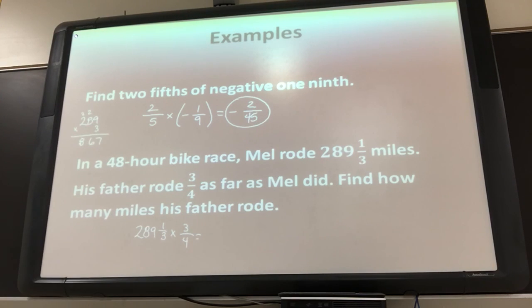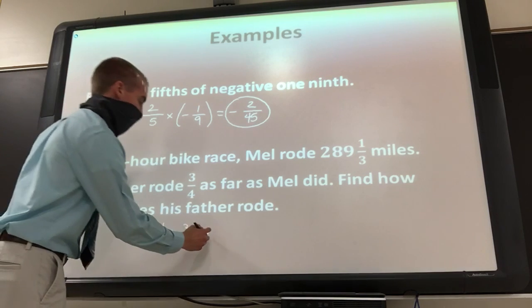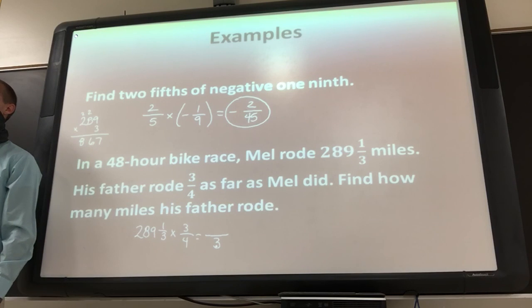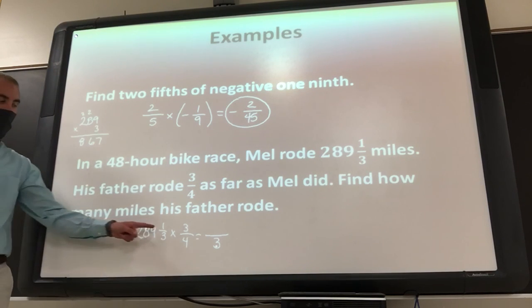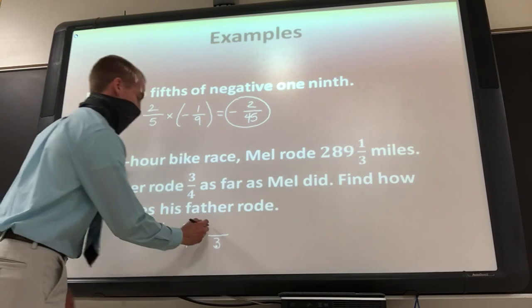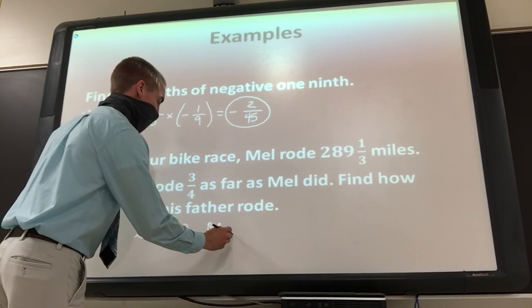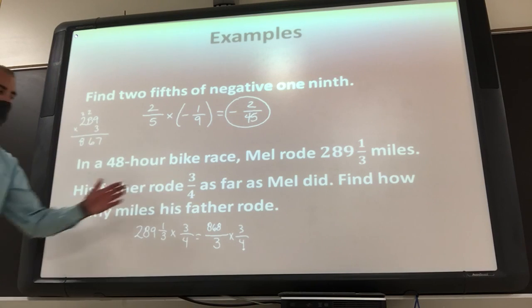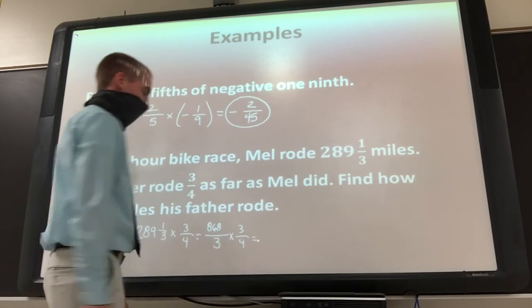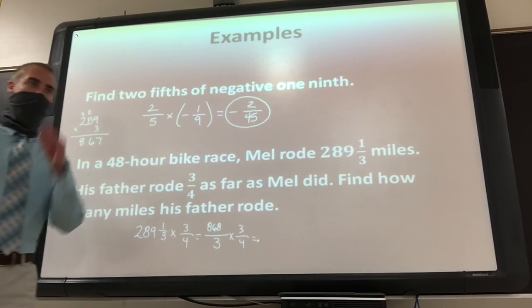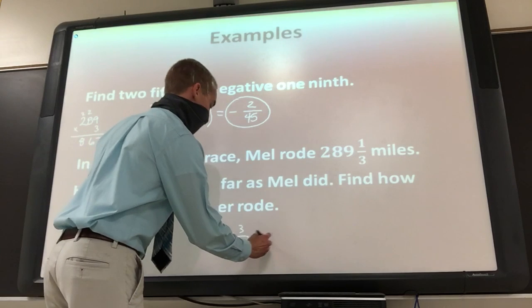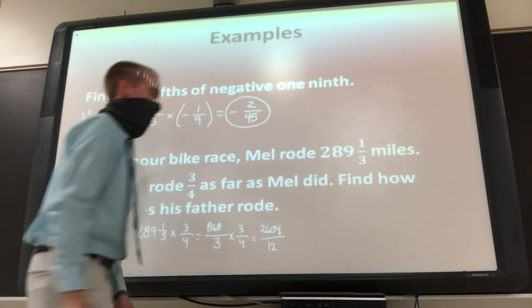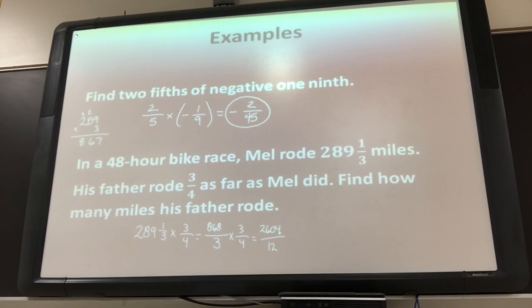867. What needs to go over the 3 though in our improper fraction? Is it 867 over 3? 868. Do not forget to add that 1 from the 1/3. 868 over 3 times 3/4. Multiply straight across. 868 times 3 is going to be what, Abdullah? 2,604. Yes, 2,604. So you get 2,604 over 12.